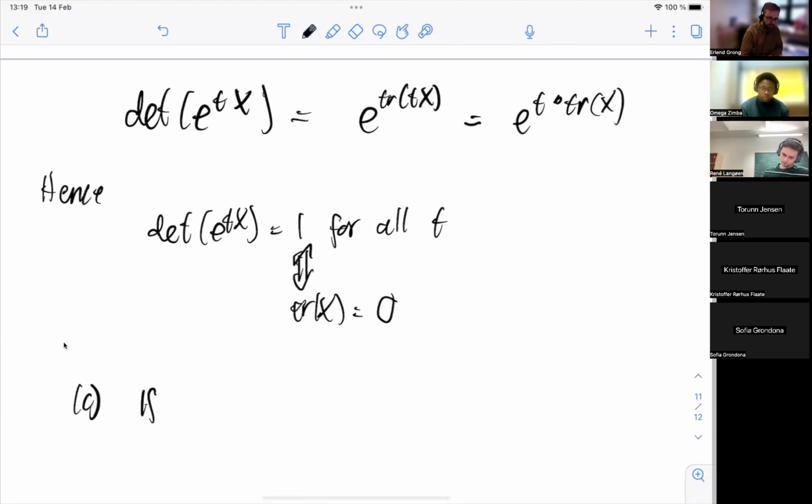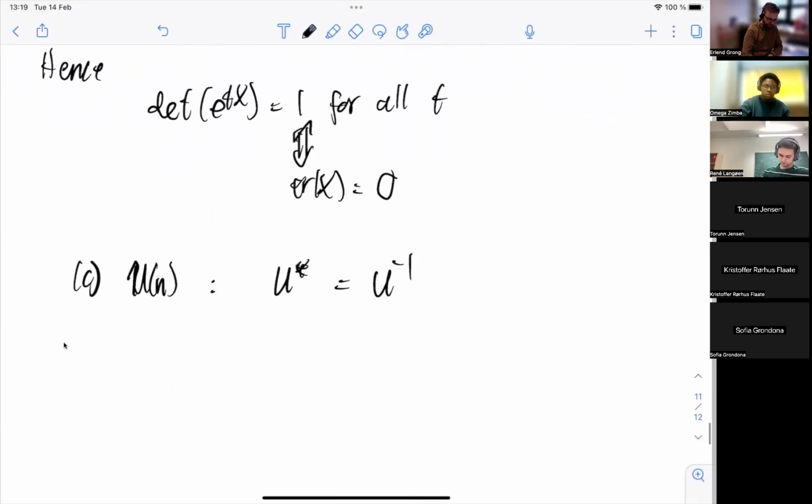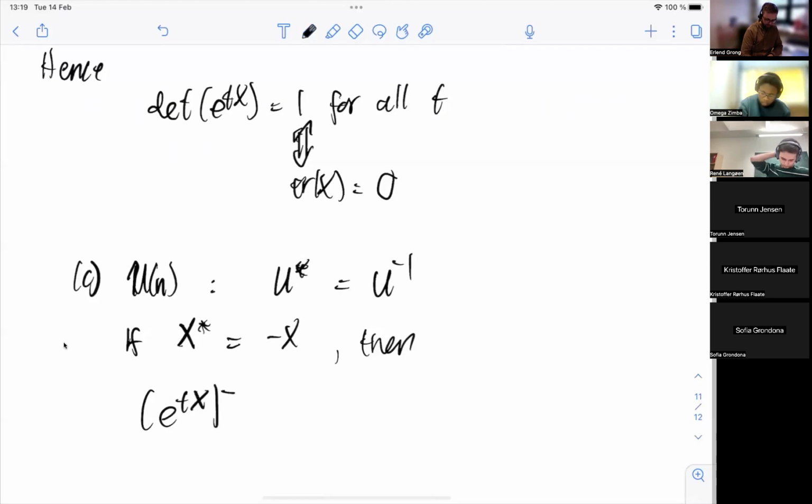So for the unitary matrices, remember, these are matrices such that U conjugate transpose should be equal to U inverse, right? So that means that if X star is equal to minus X, then e to the X t star is equal to e to the t X star. That was one of the associated things about the exponential map, that with a conjugate transpose, we can always just do that with the matrix inside.